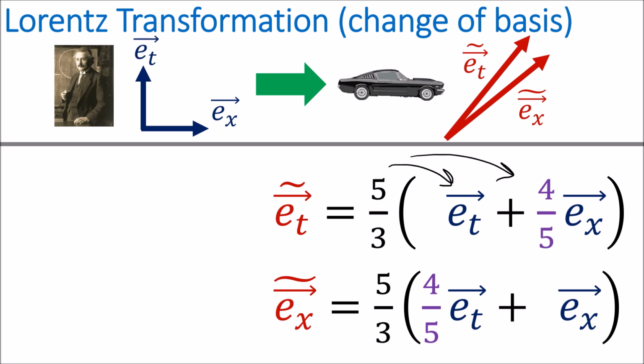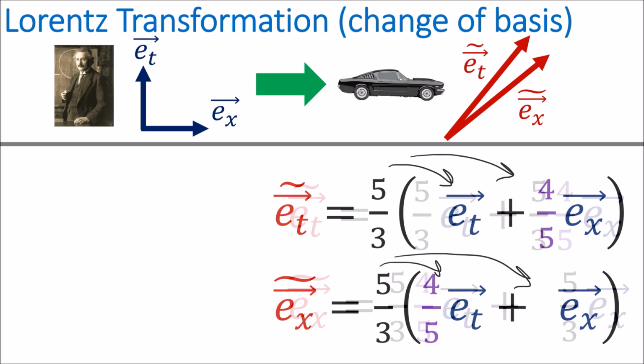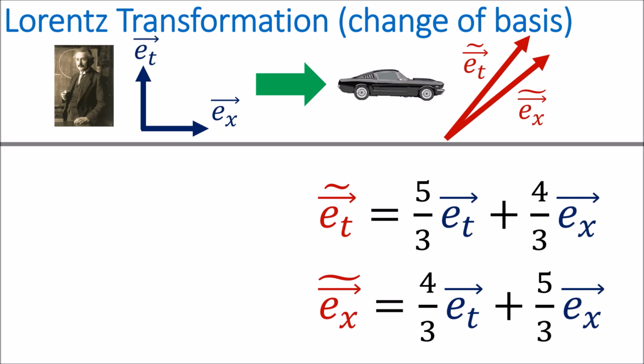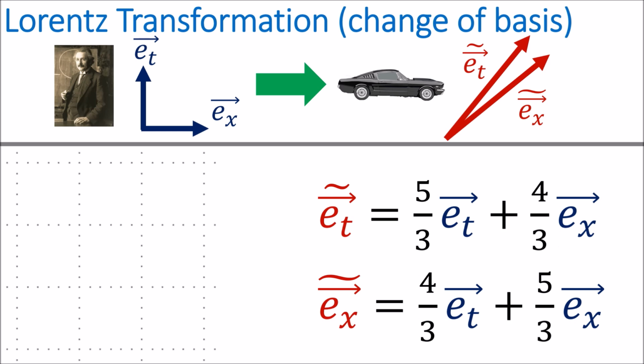Now let's distribute the gamma value of 5 over 3 into the brackets. When we do 5 over 3 times 4 over 5, the 5 on top and the 5 on the bottom cancel out, and we get 4 over 3. Now that we have equations to change the basis according to the Lorentz transformation, let's try drawing out a picture to understand it better. The ET tilde basis vector equals 5 over 3 ET plus 4 over 3 EX.